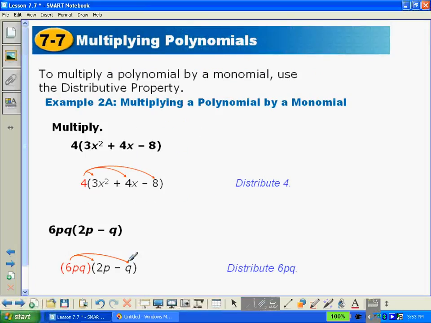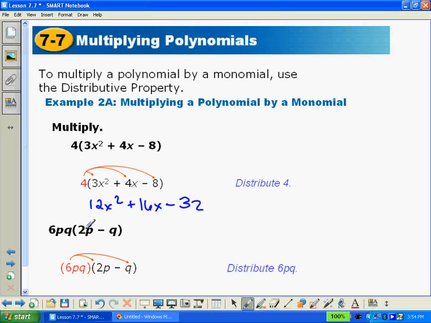Next, we're going to talk about multiplying a polynomial by a monomial. When you have this, you just multiply by using the distributive property. So 4 times the polynomial 3x squared plus 4x minus 8, you distribute the 4 to everything in parentheses. 4 times 3 is 12, and then it's x squared. 4 times 4x is 16x, and 4 times negative 8 is negative 32. Make sure none of these are like terms, can't combine them, so that's our final answer.